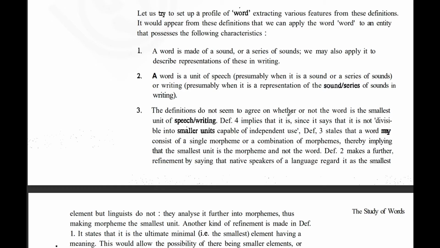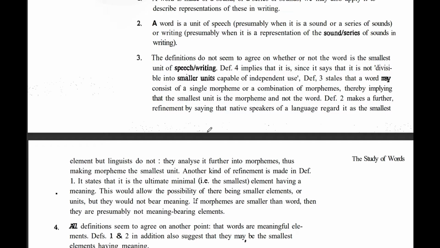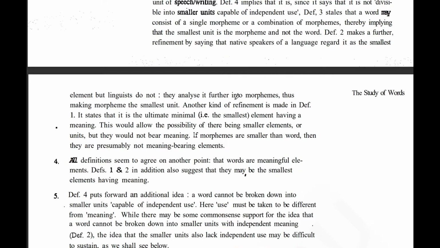So a word is made of a sound or a series of sounds, right? And we can also use that to describe the representation of these in writing. Because when I say girl, I just say girl, but when I type, it is written like this. So who is actually deciding how to say, how to pronounce, and how to write it? That we will understand when we go further in this unit. The second thing we are talking about: a word is a unit of speech, either in speaking or in writing. You can see here it says 'or in writing'.